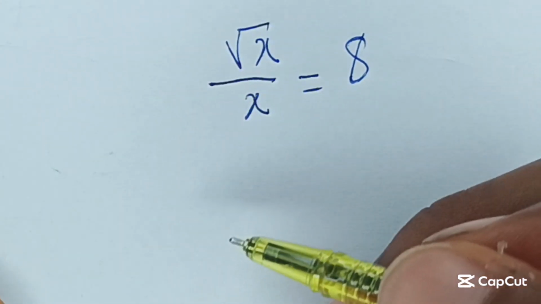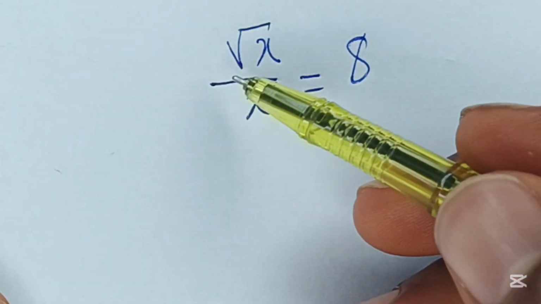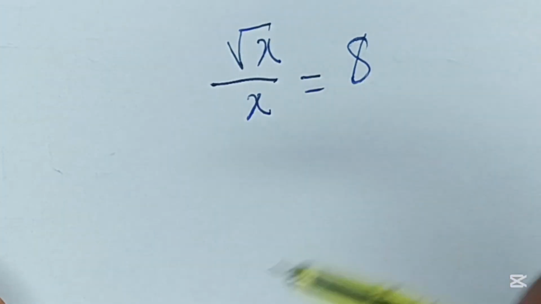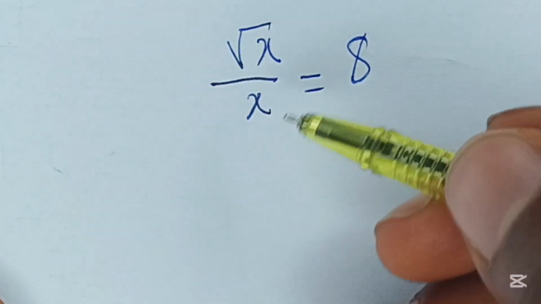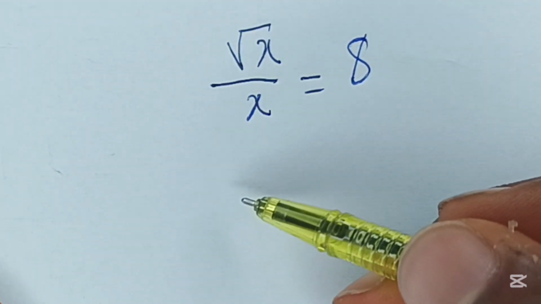Let's solve this equation together. It says root x over x is equal to 8. Okay, so how do we solve for x? Now the first thing to do here is to square both sides of this equation.